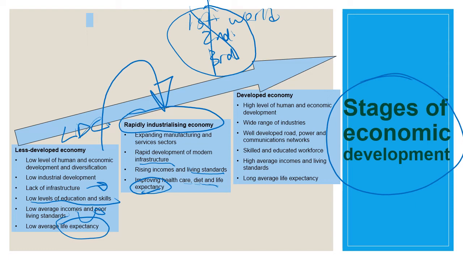So I can call them, what are their features to become a developed economy? You have high level of human and economic development. You have a wide range of industries. You do not only rely on one industry, no. So you have diversification. Unlike here they said they have low diversification. Also, they have proper infrastructure. This means well-developed roads, power, and communication networks.